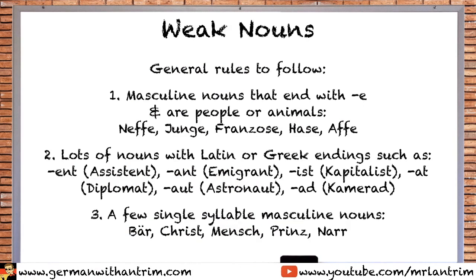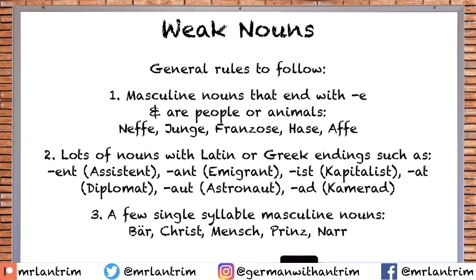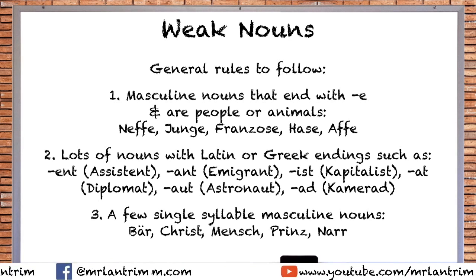Now, if you're looking for ways to figure out what these weak nouns are and how to identify them, they are always masculine nouns that most of them end with an E. There are also a lot of people on this list as well, but they are mostly masculine nouns that end with E and are people or animals. So Neffe, Junge, Franzose, Hase, Affe, and so on.